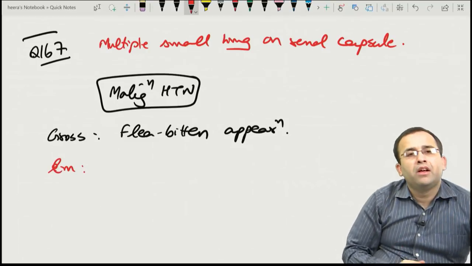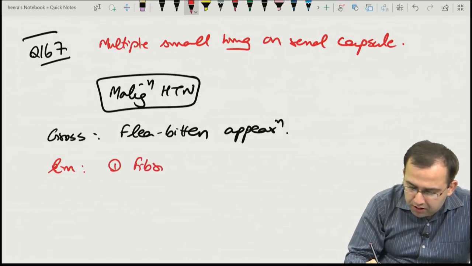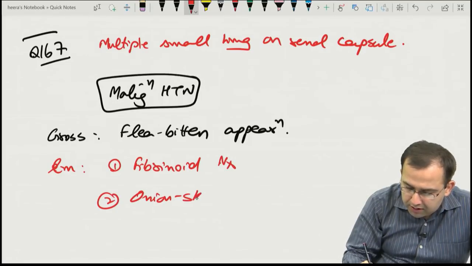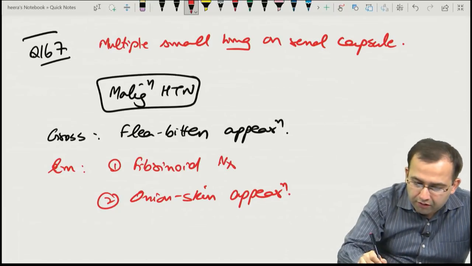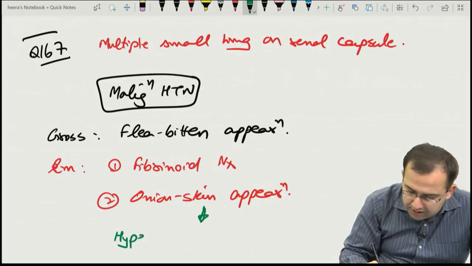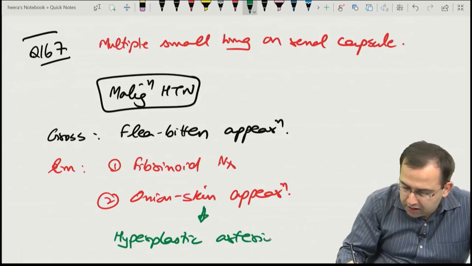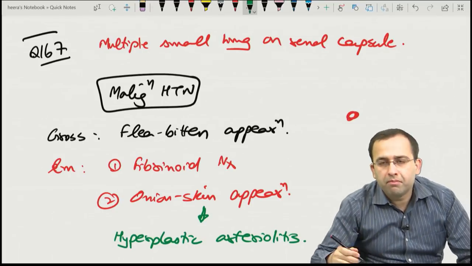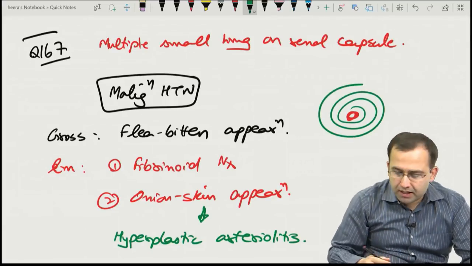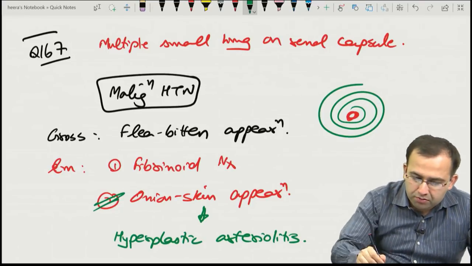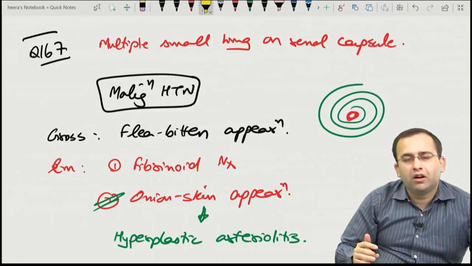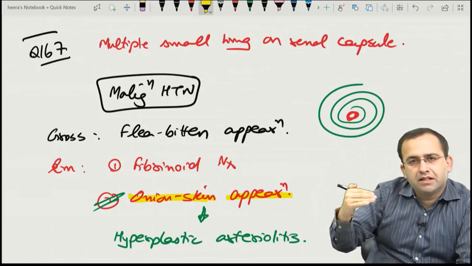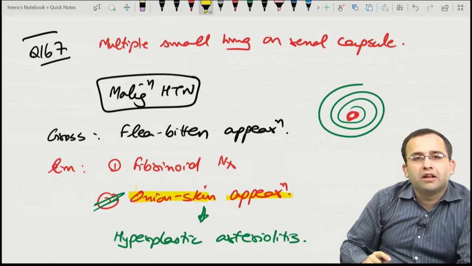Next point, light microscopy. Light microscopy in malignant hypertension shows two features: fibrinoid necrosis and onion skin appearance, which arises because of hyperplastic arteriolitis. You very well know in malignant hypertension the BP is very high, so the muscle layer around the blood vessel undergoes concentric hyperplasia, called onion skin appearance. Which is more specific for malignant hypertension, fibrinoid necrosis or onion skinning? Onion skinning is more specific, because fibrinoid necrosis is associated with diseases other than malignant hypertension also.